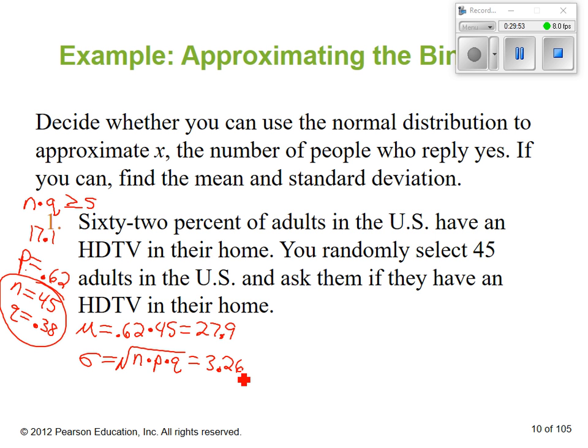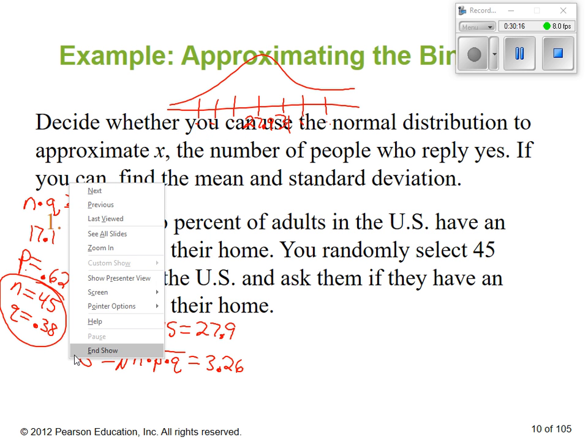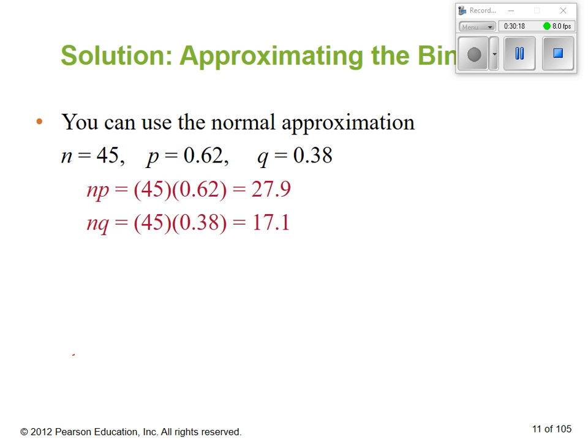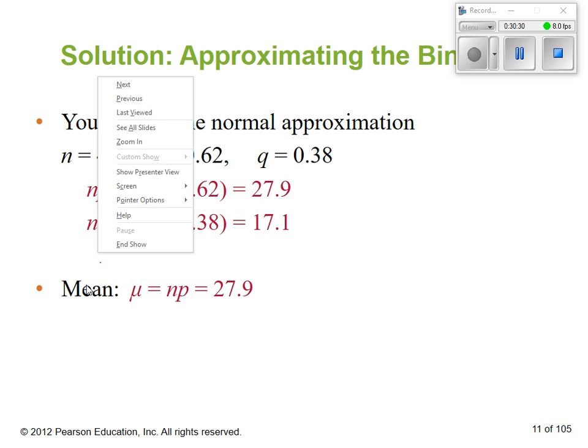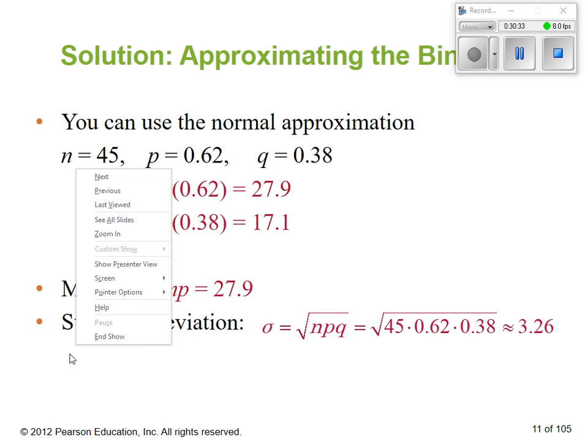Now, if we had to draw a graph for this, which they didn't ask us to do, 27.9 goes right in the middle. We go out 3 spaces this way, out 3 spaces that way. 3.26 is going to put us about 31, and so on. We just add and subtract the 3.26 each way. So we did all that: 27.9, 17.1. Mean is 27.9, we just found that. And standard deviation is 3.26.